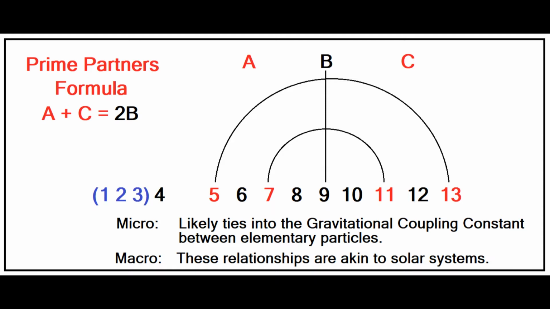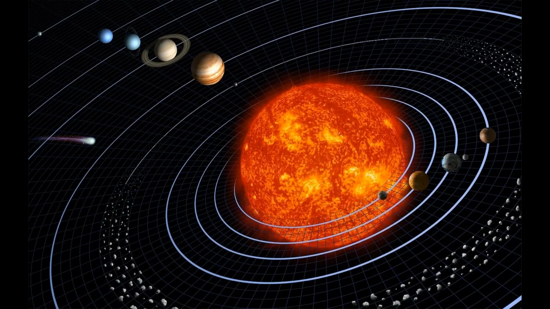I'm not sure who coined the term quantum cosmology, but it appears to perfectly reflect what's occurring within our number line. These prime partner relationships likely tie into the gravitational coupling between elementary particles. Further, if we consider A side negative and C side positive, a parallel could be drawn to the even numbers of protons and electrons within an atom. And at the same time, these relationships reflect the structure of solar systems.